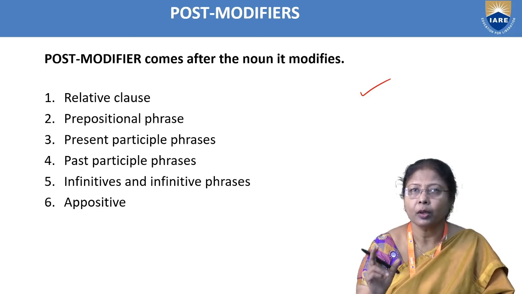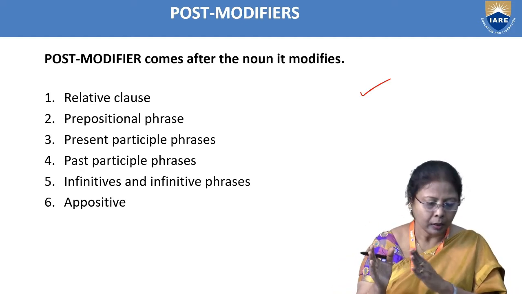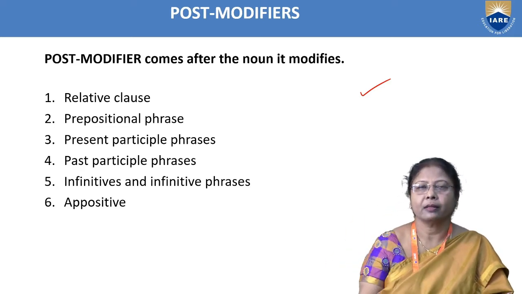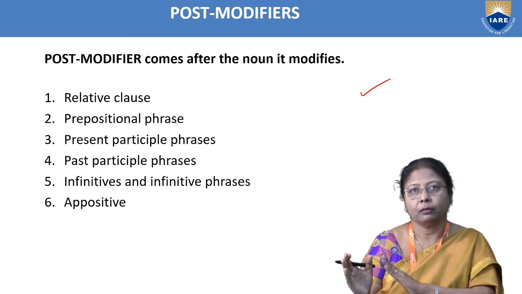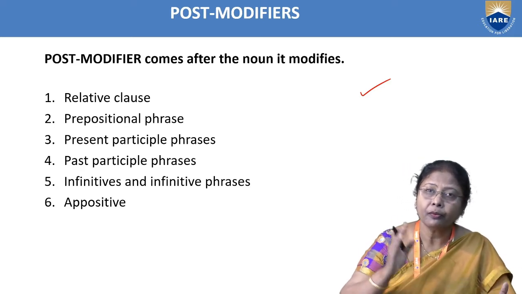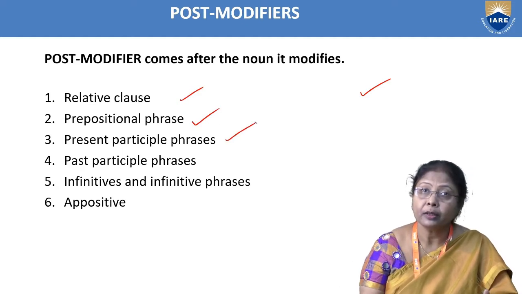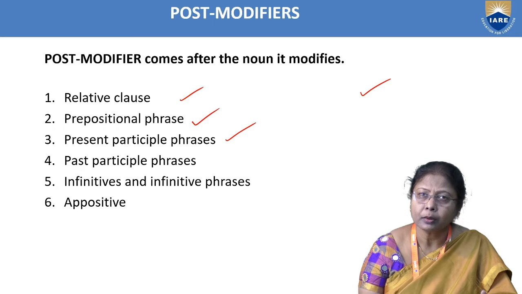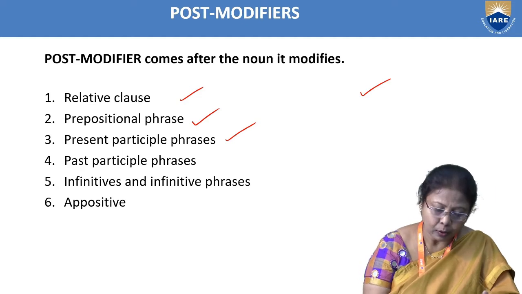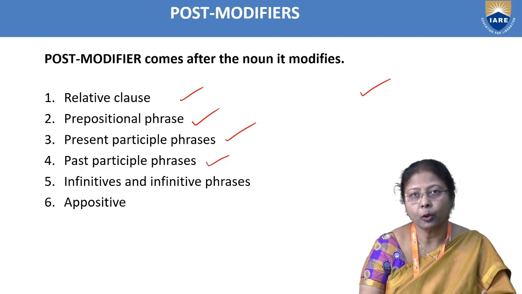A relative clause is a modifier which modifies a noun. The next one is prepositional phrase. A prepositional phrase also modifies, coming after the noun. These post-modifiers always come after the noun only. Then present participle phrases also act as post-modifiers and they come after the nouns. And then past participle phrases also act as post-modifiers and come after the noun to modify.